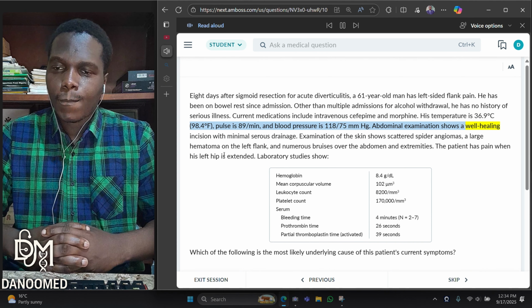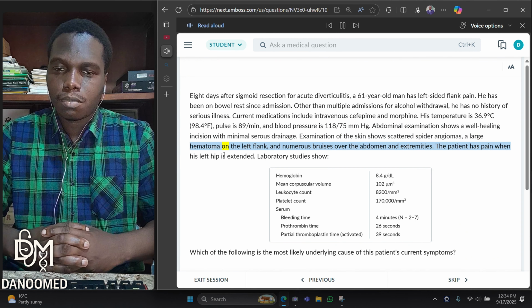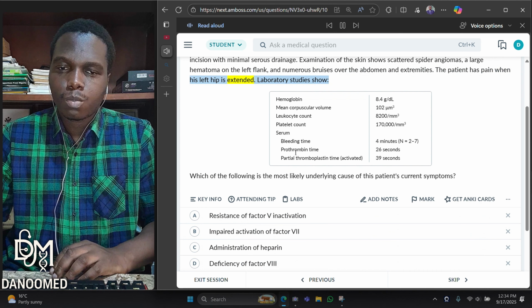Abdominal examination shows a well-healing incision with minimal serous drainage. Examination of the skin shows scattered spider angiomas, a large hematoma on the left flank, and numerous bruises over the abdomen and extremities. The patient has pain when his left hip is extended.